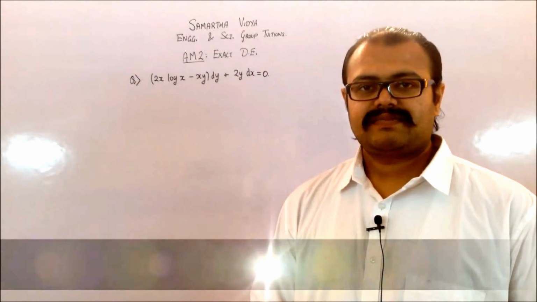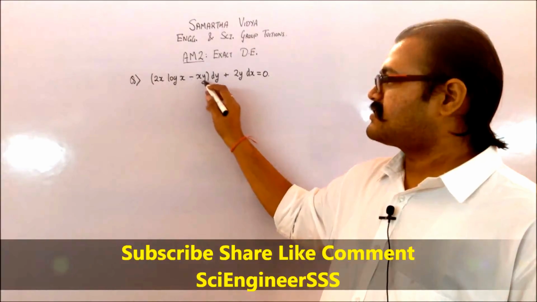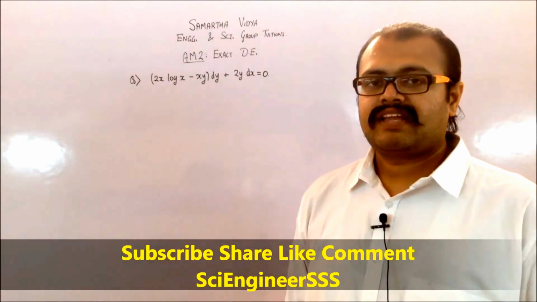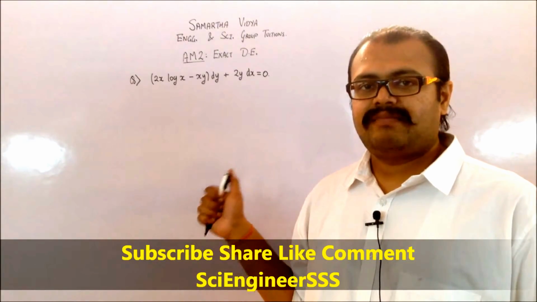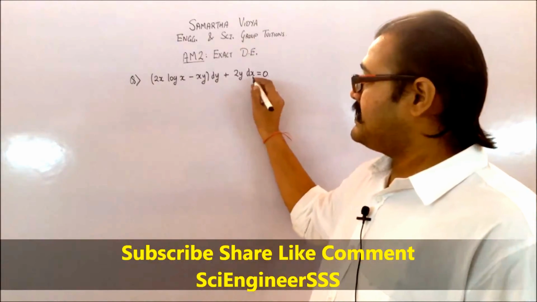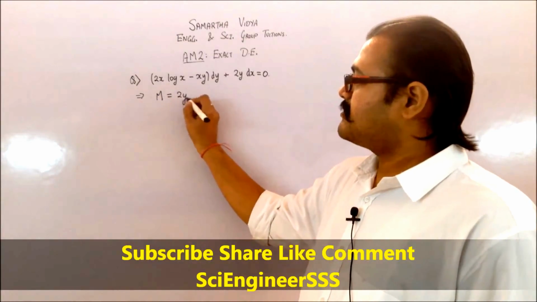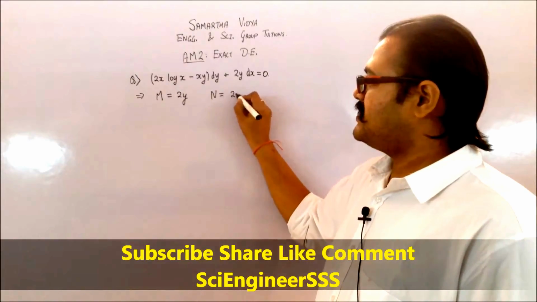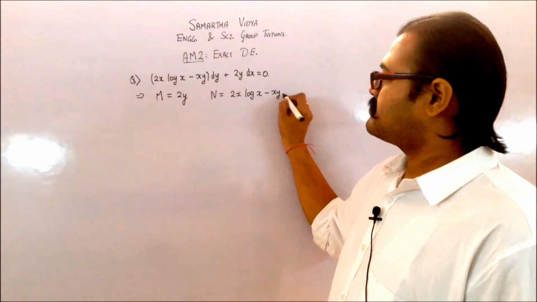Let's have a look at this particular sum which is given. We have (2x log x minus xy) dy plus 2y dx is equal to 0. Now in this, you have to first of all identify which is going to be M and which is going to be N. The M term is always with dx, so therefore we will be having M as 2y, and my N is with dy, so that is going to be 2x log x minus xy.